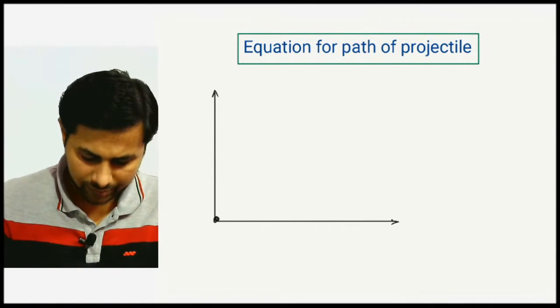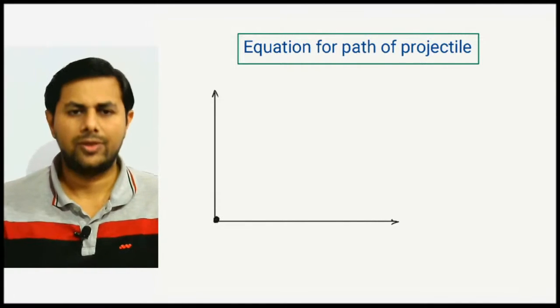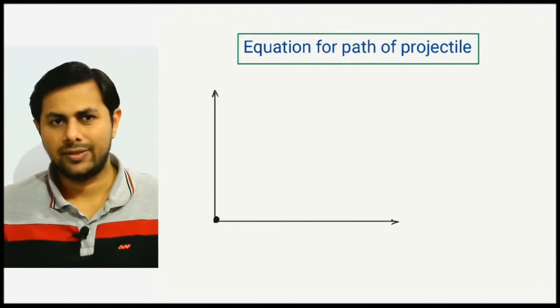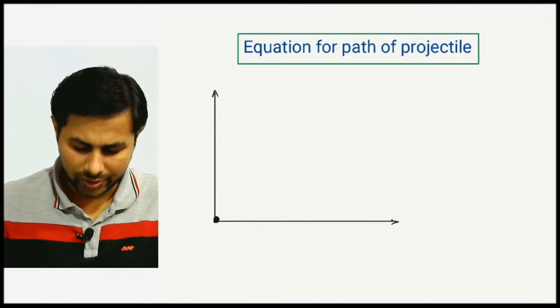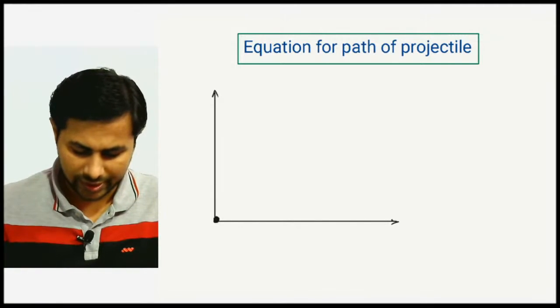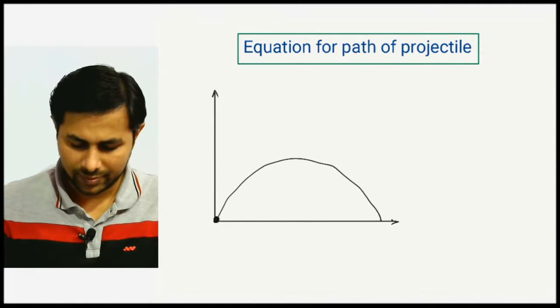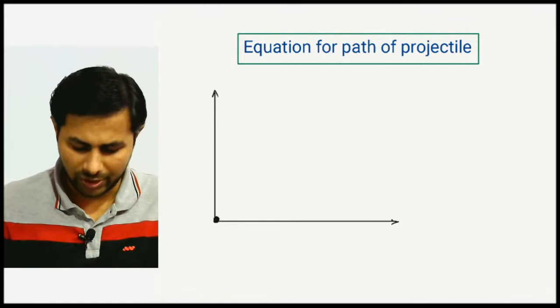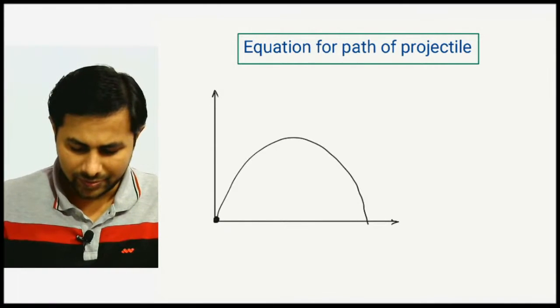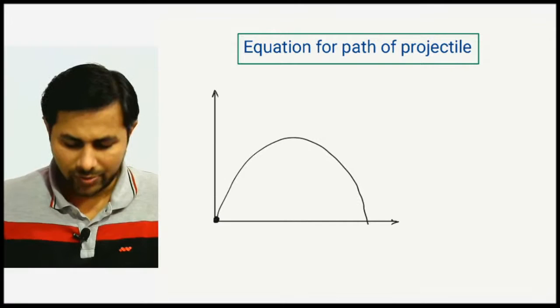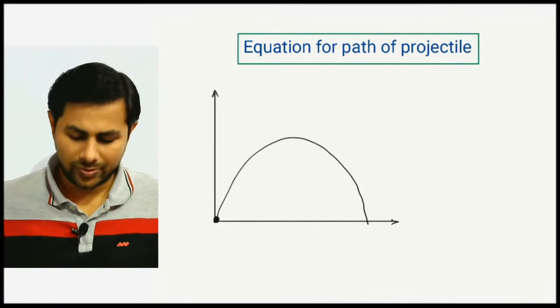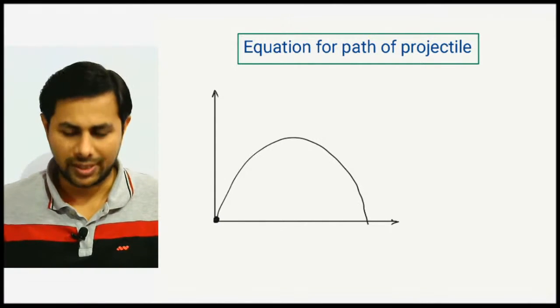Alright, now let's suppose we throw this object in space. So it follows a trajectory just something like this. Okay, it follows a parabolic path. Now first of all, we'll study the equation of the path of this projectile.